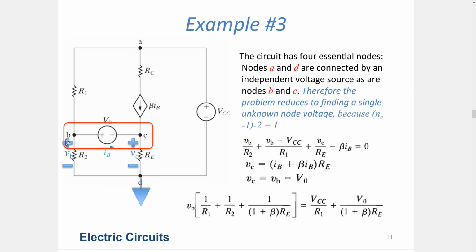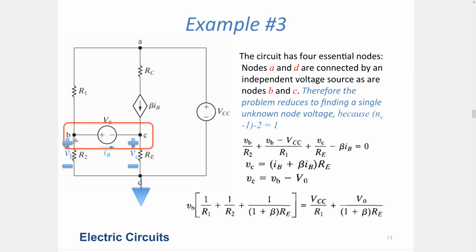Actually, another supernode can be written between A and D, but since we have chosen D as our reference point, that can be omitted. And if we focus on this supernode, and when we define the node voltages VB and VC, we can simply write down an equation that defines Kirchhoff's current law applied to this supernode.